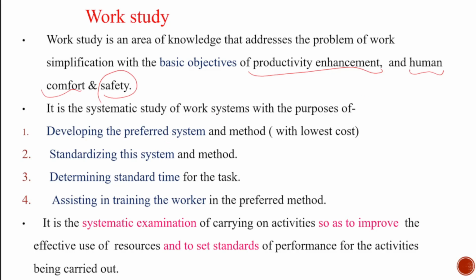Now, in this work study, we do a systematic study of the work system, and the purpose of this study is to develop the preferred system and method with the lowest cost. Standardizing this system and method. After developing the system, we standardize this system. So it is a systematic study, as I told you. Then determining the standard time for the task and assisting in training the worker in preferred methods.